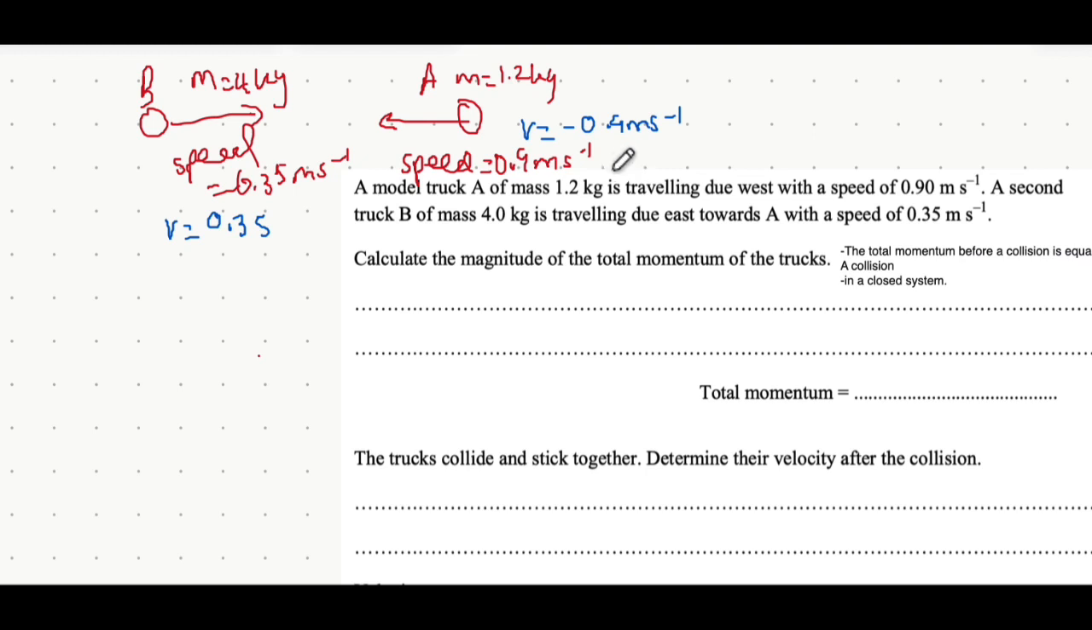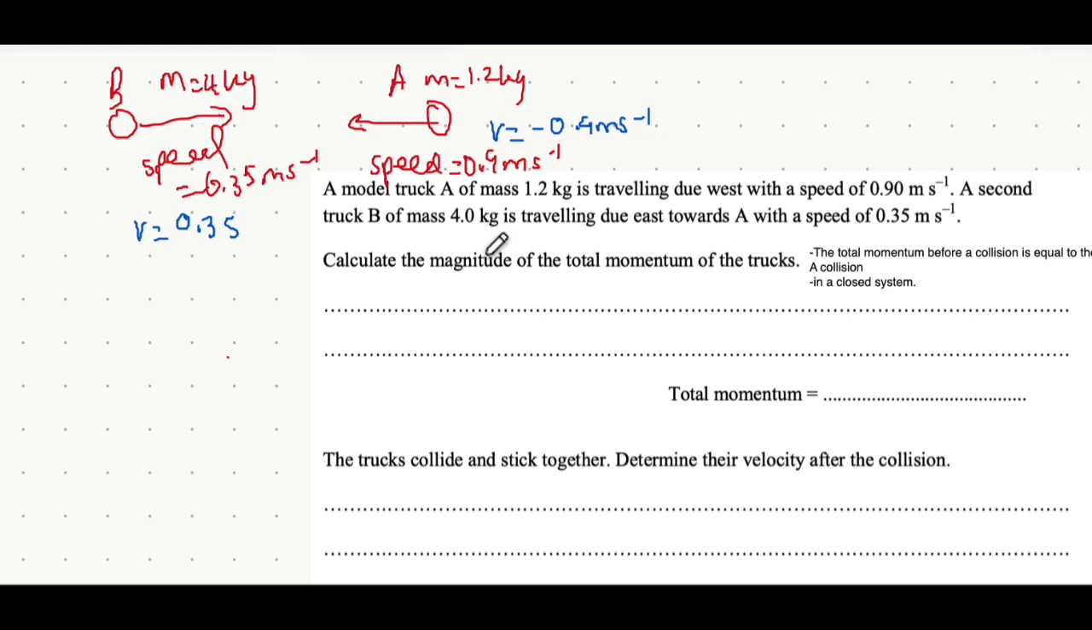Now, you might ask a question, well, what if I took positive 0.9 and minus 0.35? Actually it makes no difference. They're both correct. The reason why is because whether you get a positive or negative answer, it's asked for the magnitude, which is like the size. So it doesn't matter whether your final answer is positive or negative.